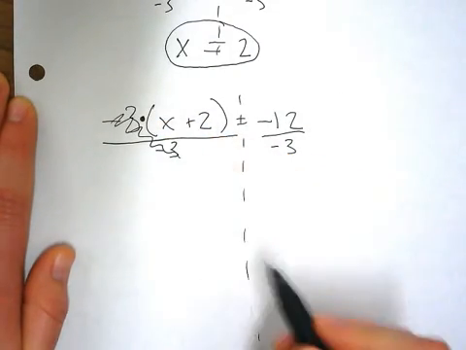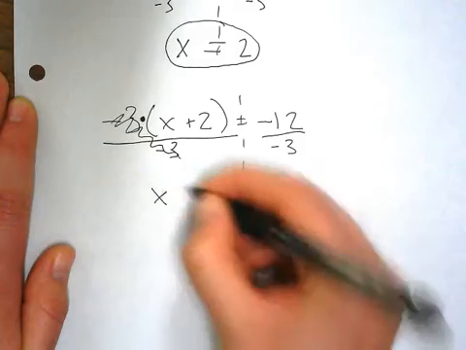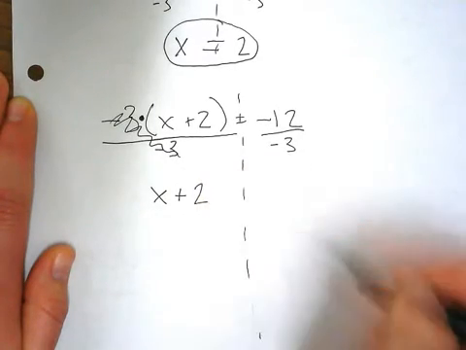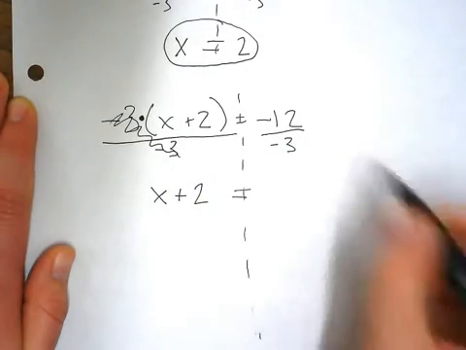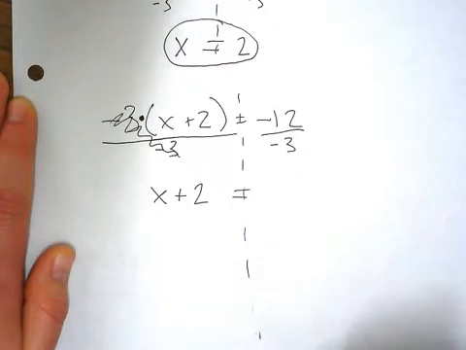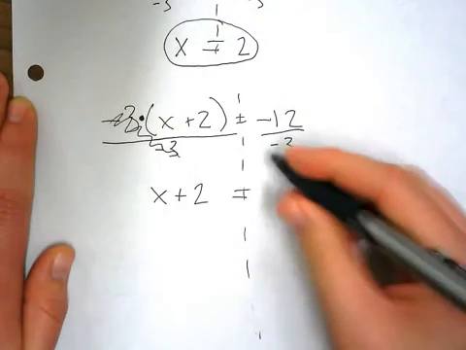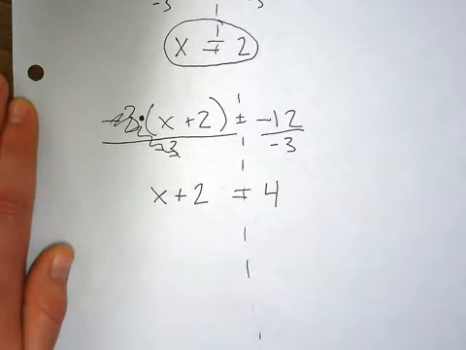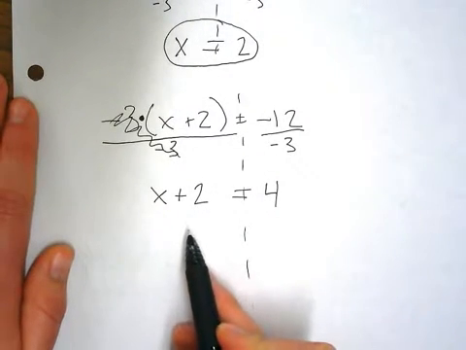So these are just going to equal 1. And all I have left over is x plus 2 equals -12 divided by -3, which is a +4. So negative divided by negative is positive. Now I have a simple equation that I can solve.